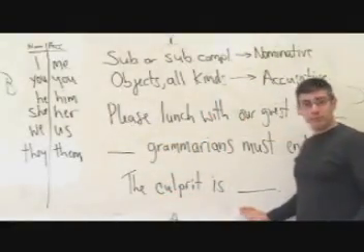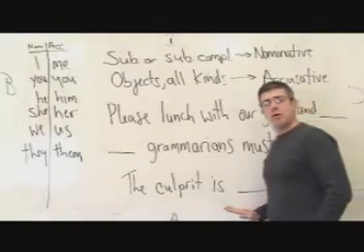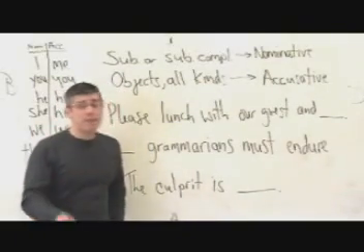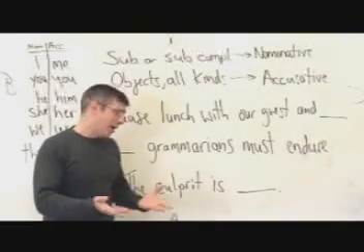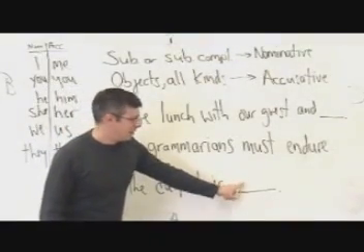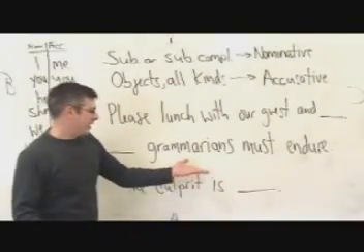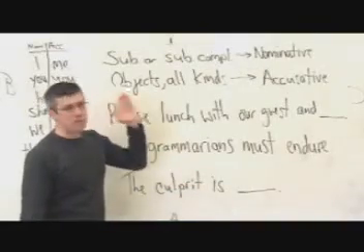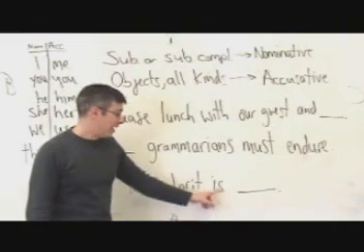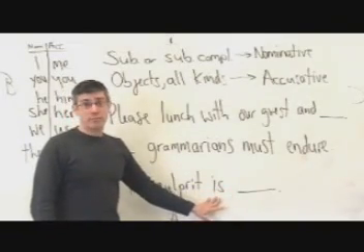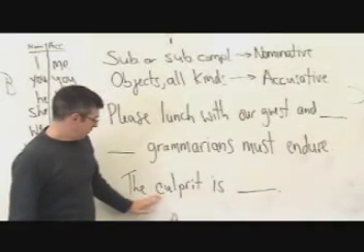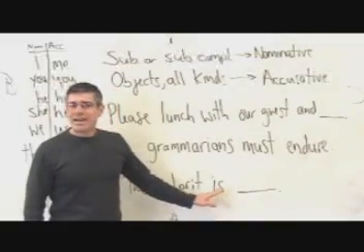And this final example I'm giving here, the culprit is blank. Should we say him or he? The culprit is him or the culprit is he? Well, we have to look at what's going on here. What is going to go into this space? And the only thing that it can be is a subjective complement, because is is a linking verb or a copulative verb, right? And what follows is always going to be a subjective complement, or almost always, with very few exceptions. So the culprit is not him, but he.